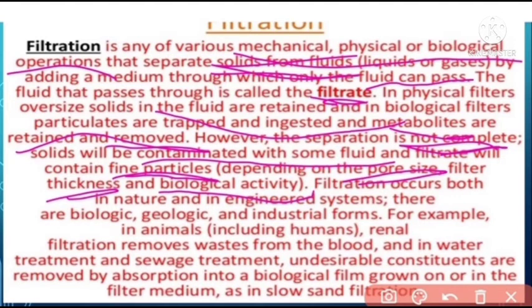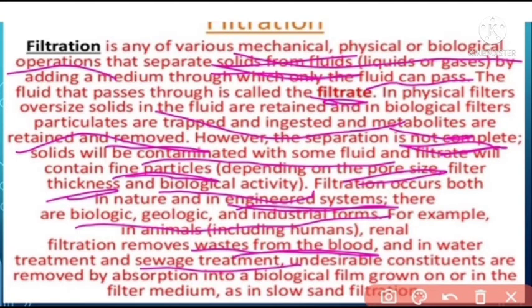Filtration occurs both in nature and in engineered systems. There are biological, geological, and industrial forms. For example, in animals including humans, renal filtration removes waste from the blood, and in water treatment and sewage treatment, undesirable constituents are removed by adsorption into a biological film that grows on the filter medium, as in slow sand filtration.